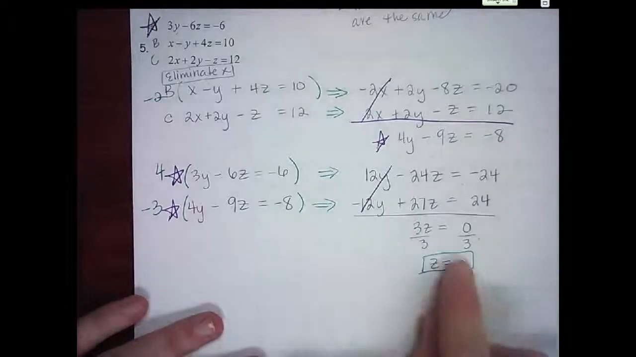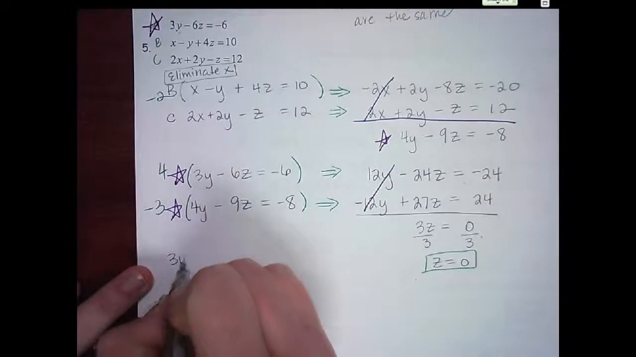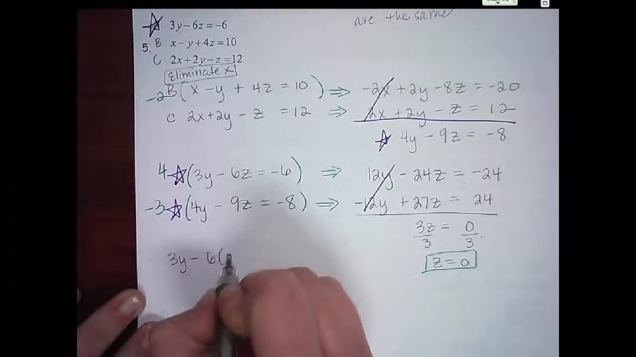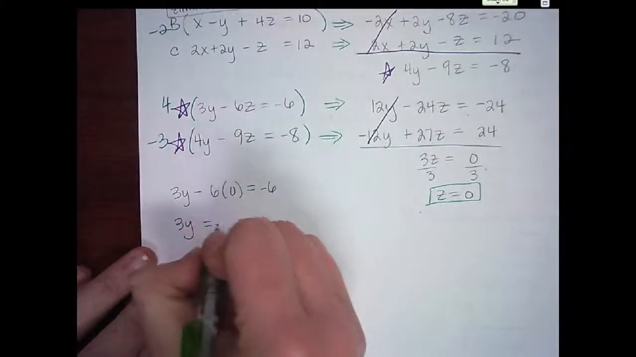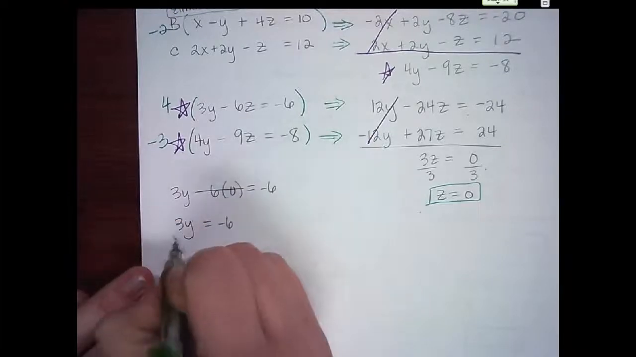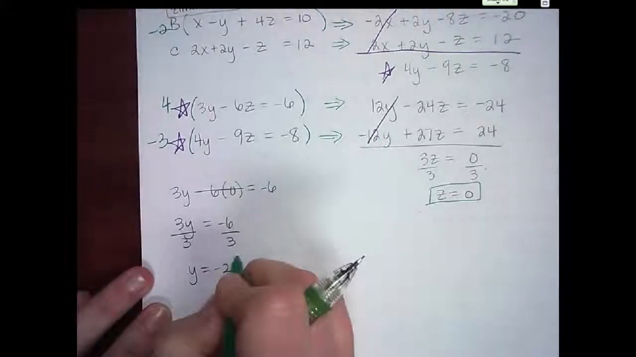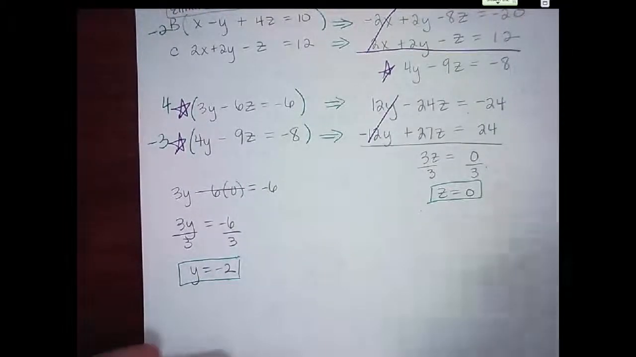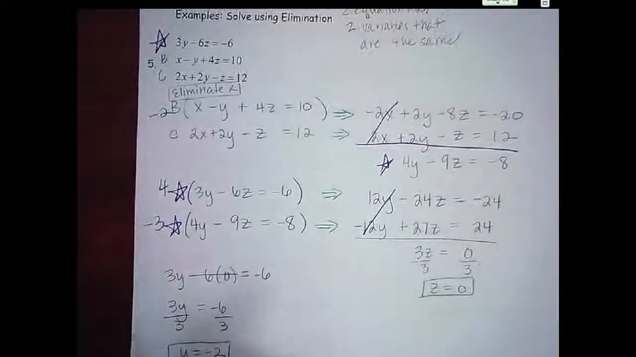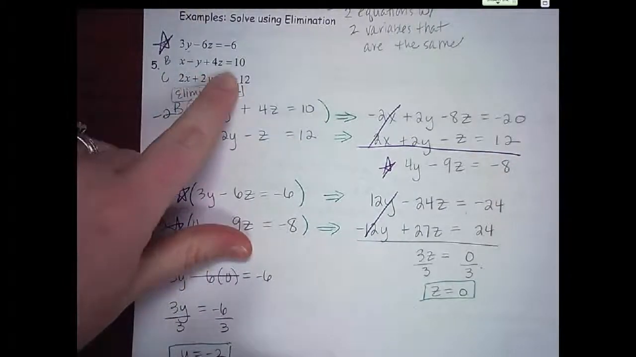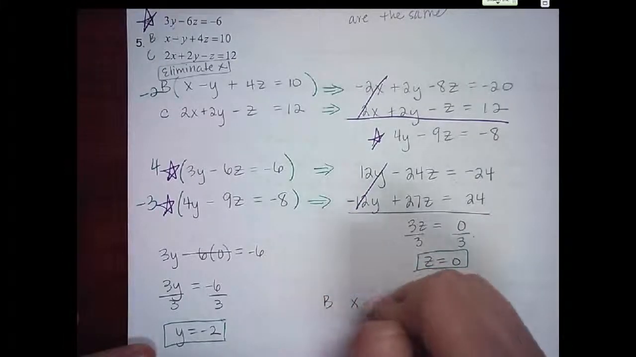Okay, now if z equals 0, I can go back to one of these equations and find y. I'm going to go back to this first equation. 3y minus 6 times 0 equals negative 6. So 3y equals negative 6 because this is gone. Divide by 3, y equals negative 2. Okay, now I have z and y, but remember I need to find x. So go back to one of your beginning equations. Here I have x minus y plus 4z equals 10. So I want to solve for x. So I'm going to rewrite equation B out.